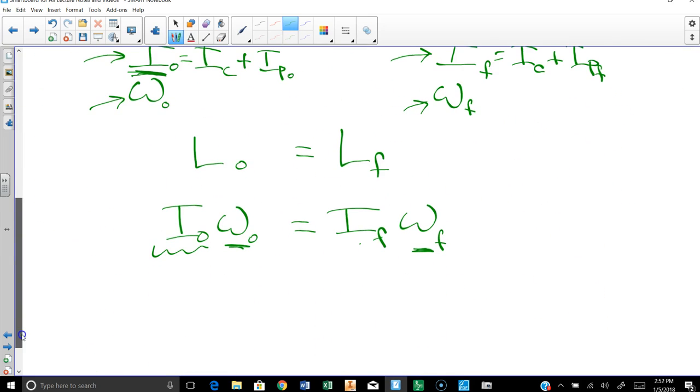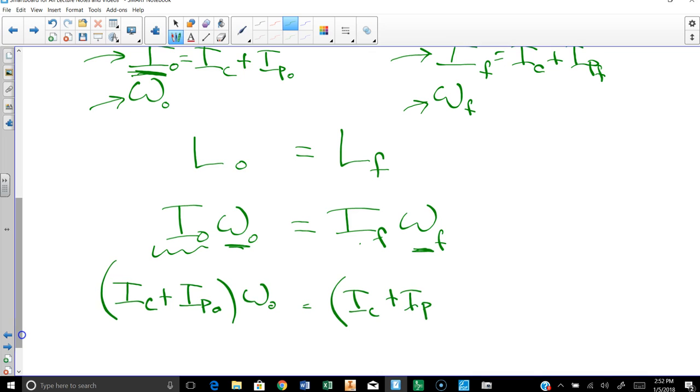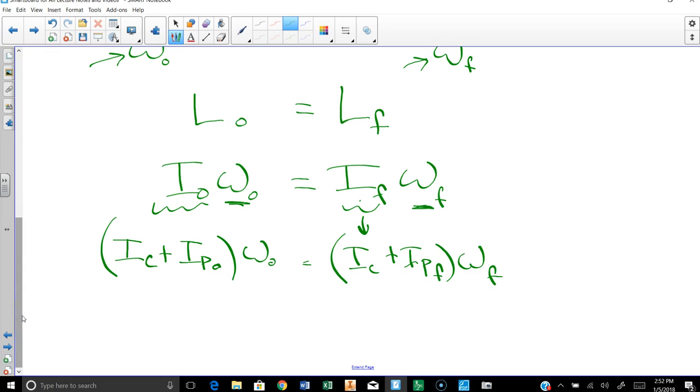So, this is going to be I carousel plus I person initially. And this is going to be I carousel plus I person finally, after they move. So those get expanded out. Now, let's go ahead and distribute the angular velocities, and let's expand out this and this to represent the mr squared for the person.